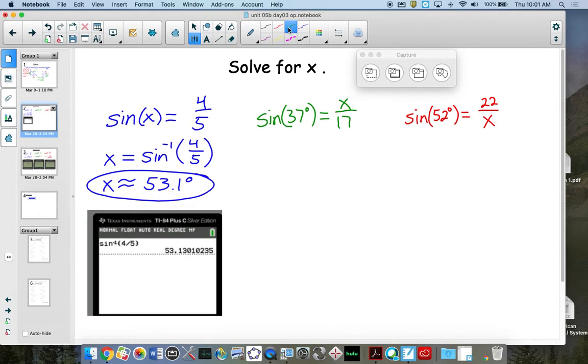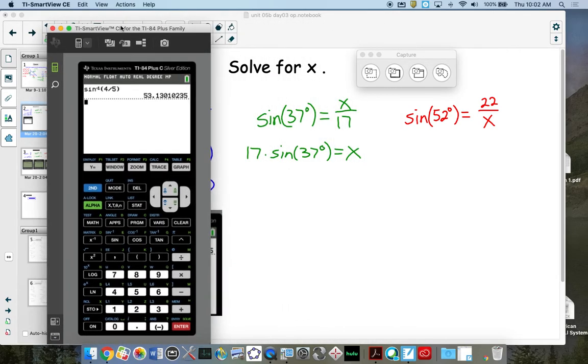Okay, how do we solve the next type of problem? Here x is over on the right side in the numerator, so we need to get rid of the 17. Well, instead of dividing by 17, we do the opposite, and we're going to multiply both sides by 17. So we're going to wind up with 17 times the sine of 37 degrees equals x. And once again, grab our calculator, and we're just going to punch in 17 times sine 37, and we get x is equal to 10.23.